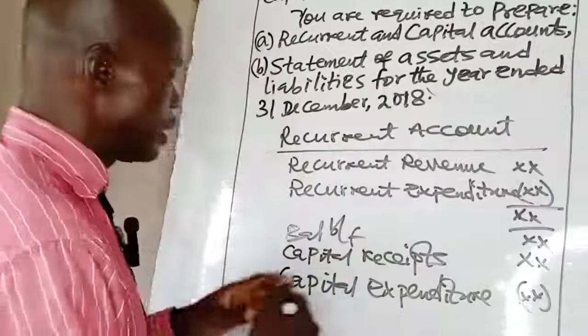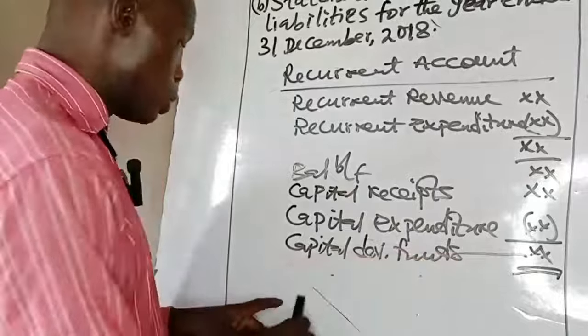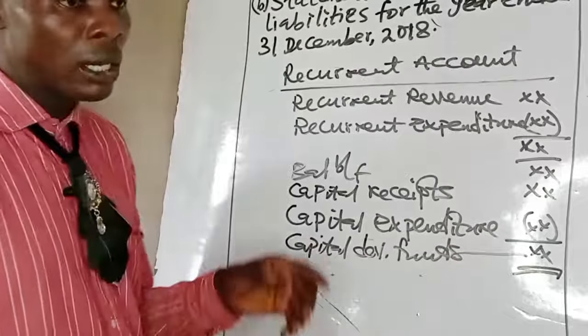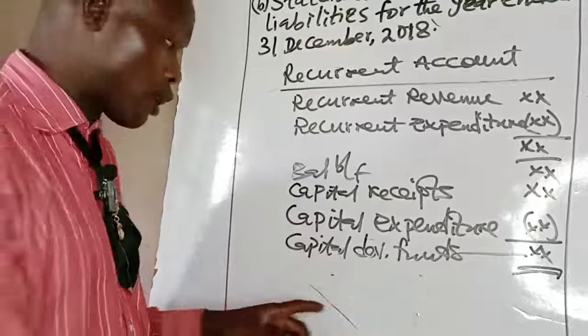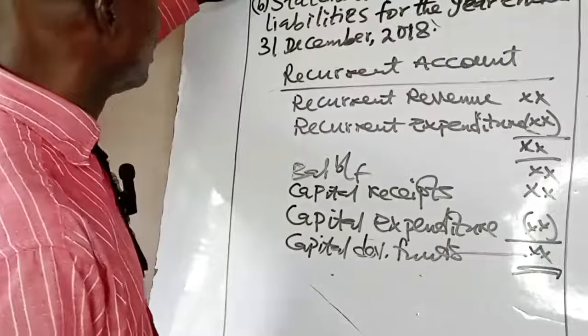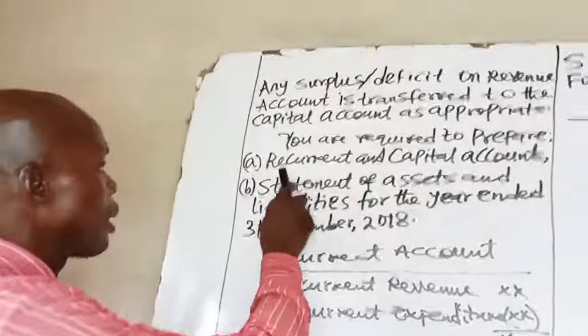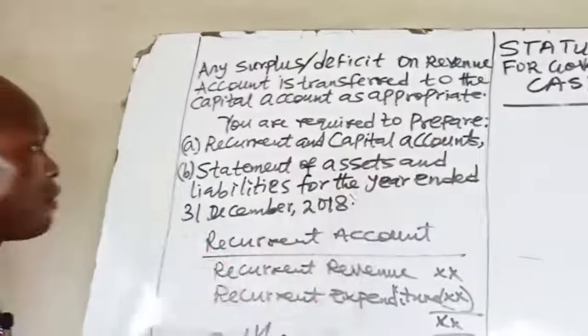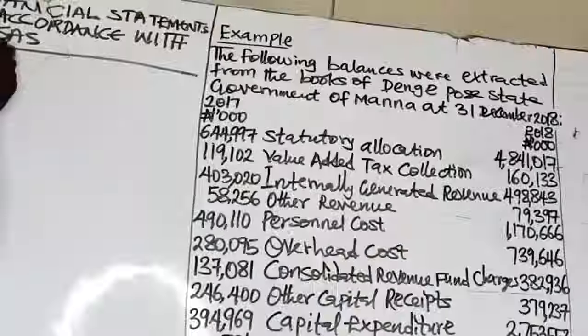This balance will be transferred to capital development funds accounts. After this, you also have the internal debt service component of consolidated revenues. You are going to consider the internal debt service component of consolidated revenue. You have them here. So this is the summary of recurrent and capital accounts. Now let's have the solution to this question.